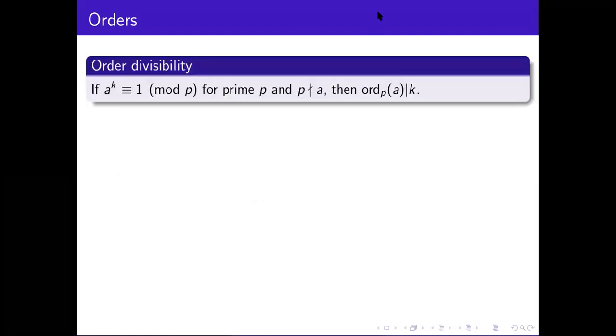So the first relation we have regarding order is order divisibility, namely that if a to the k is equivalent to 1 mod p, for prime p and p does not divide a, then the order of a with respect to p divides k. Order is the minimum exponent of a such that a to the e is equivalent to 1 mod p.